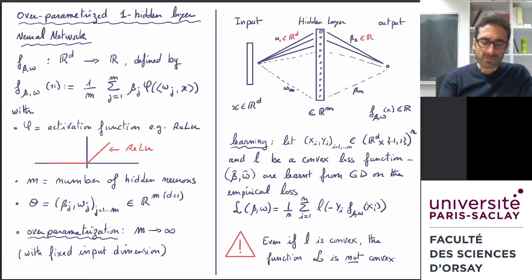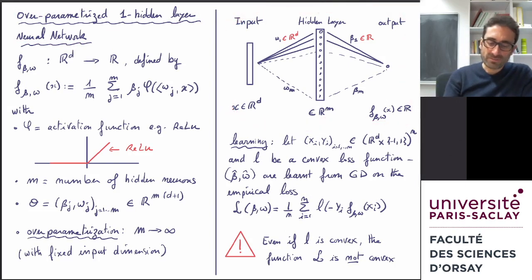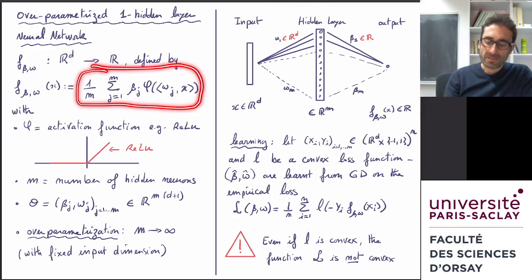Our simple example will be a neural network with one hidden layer. This is something that we usually represent like this. This is a function with input dimension d that outputs a real number, and which is of this form. You have an activation function, which is simply a function from R to R. A very popular one is the ReLU.